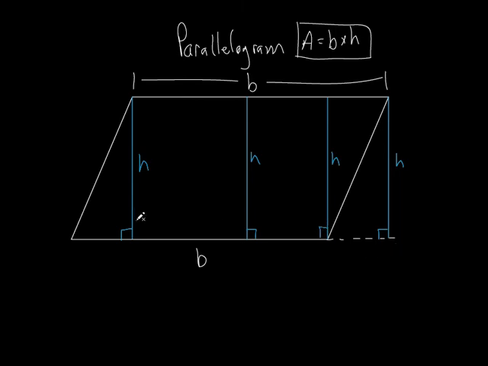Perpendicular. As long as it's perpendicular to the base, then that is the height. And the formula is exactly the same as a rectangle, which is nice. It's just the base times the height. So if they tell you the base is 5 and the height is 2, what's the area of this parallelogram? It's just 10. It's easy. You just multiply the base and the height.